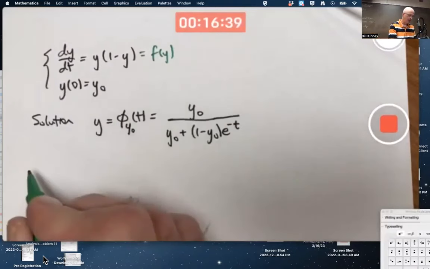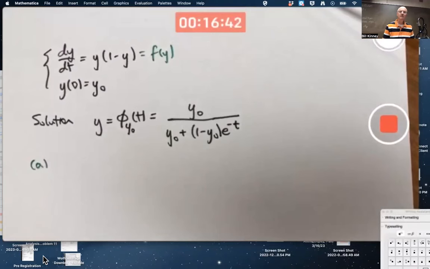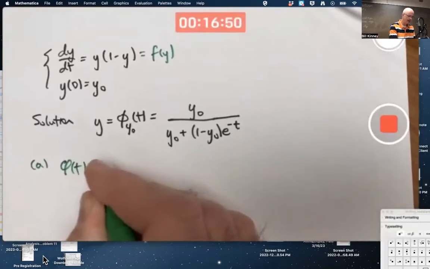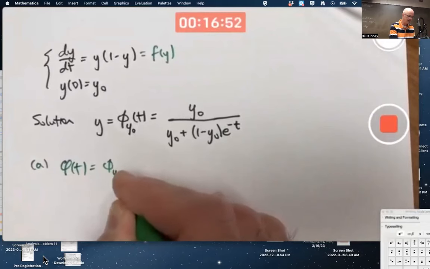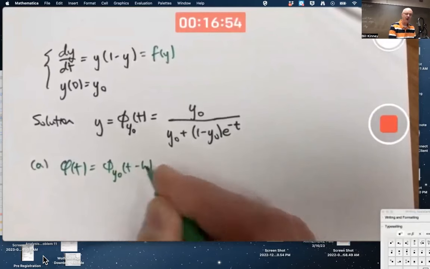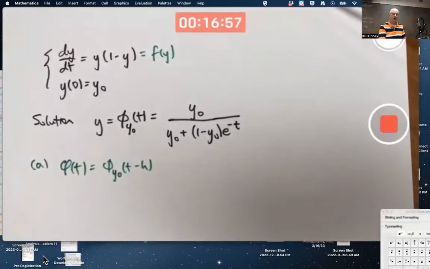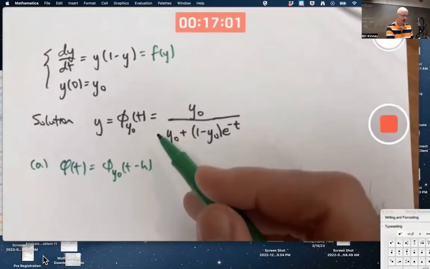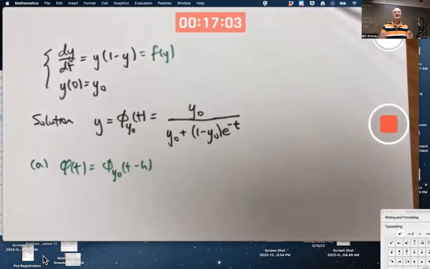But the first problem here, part A, was to verify that if you define a new function, I called it fancy phi of t, to be a horizontal translation of this function, that it also solves the differential equation, not the same initial value problem, but the differential equation. There's two ways this can be verified. One is much quicker, though more abstract than the other. Let's do it the way you probably did first.